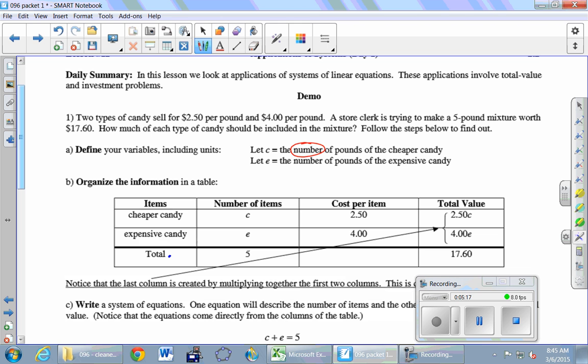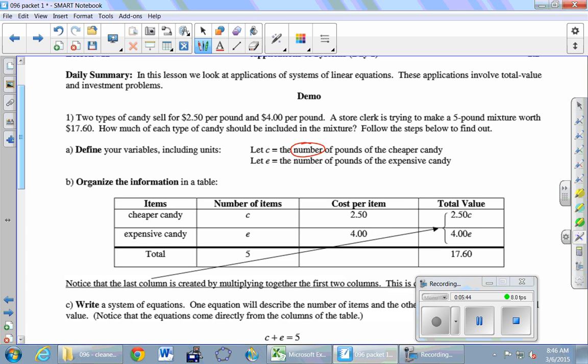And then this bottom row is real important. It's the total. Why is there a 5 down there? Total number of items, total number of pounds in our desired mixture, right? We were trying to get the 5 pounds all together. So 5 pounds at the bottom. Okay, then we've got the cost per item, or cost per pound in this case. And the cheap stuff is $2.50 a pound, and the expensive stuff is $4 a pound.